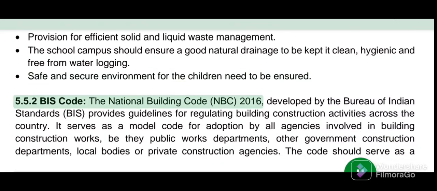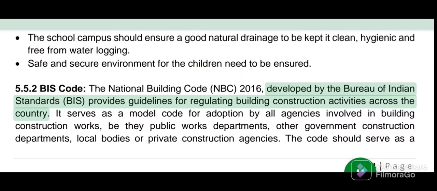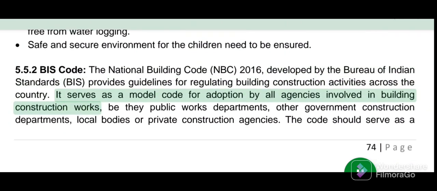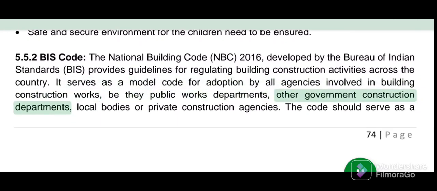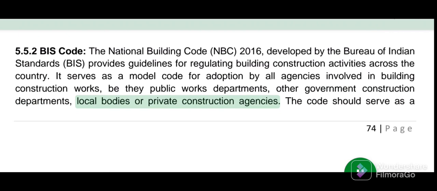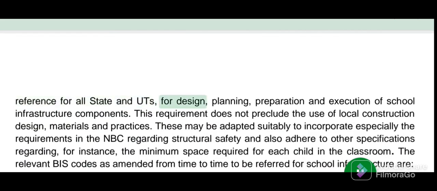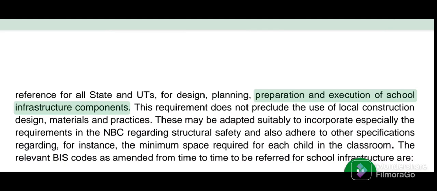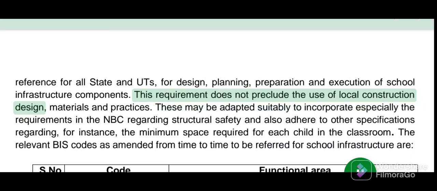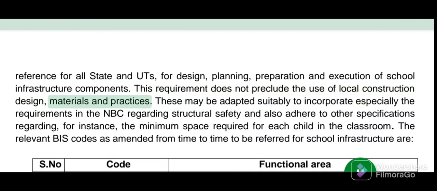5.5.2 BIS Code. The National Building Code, NBC 2016, developed by the Bureau of Indian Standards (BIS), provides guidelines for regulating building construction activities across the country. It serves as a model code for adoption by all agencies involved in building construction works, be they public works departments, other government construction departments, local bodies or private construction agencies. The code should serve as a reference for all states and UTs, for design, planning, preparation and execution of school infrastructure components.